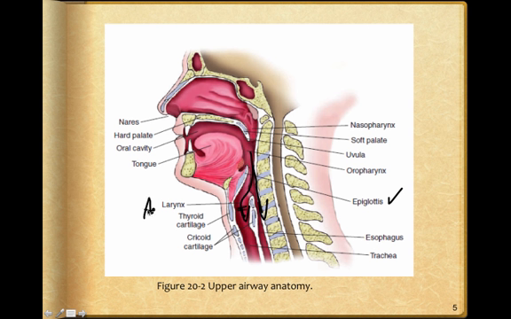Now this again shows the anterior and posterior sections. The hole that you're trying to hit during laryngoscopy, or to place an ET tube, is in the anterior section.